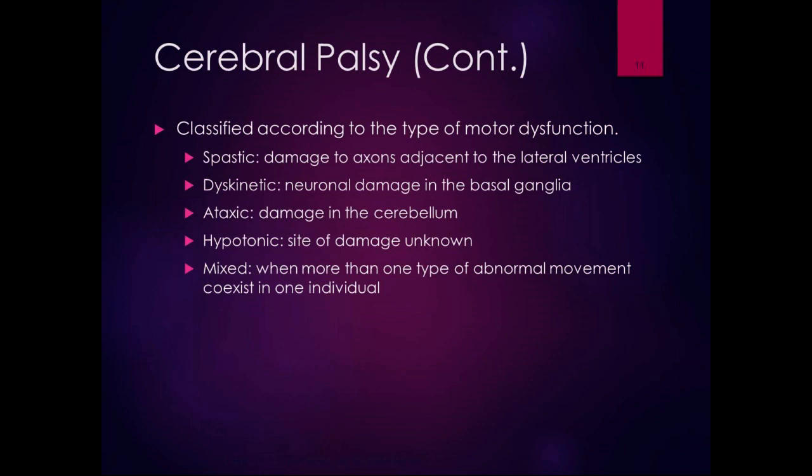Spasticity is usually an upper motor neuron issue. Dyskinetic is neuronal damage to the basal ganglia, so it changes movement, and it usually makes it difficult to control unwanted movements. Ataxic is damage in the cerebellum. The cerebellum helps control coordination, so ataxia is usually uncoordinated movement.